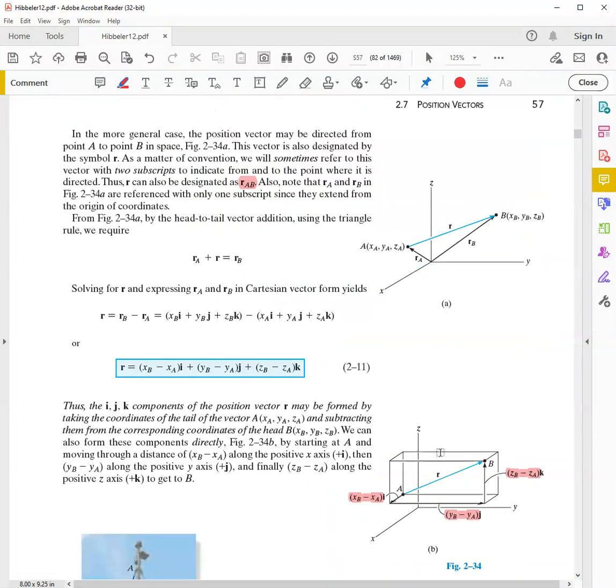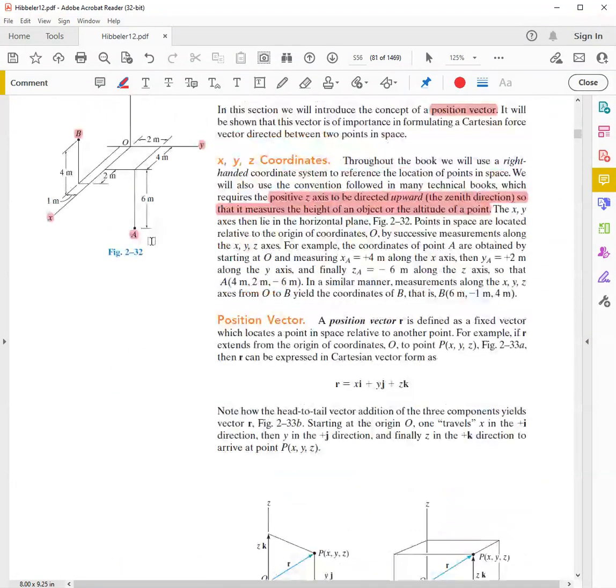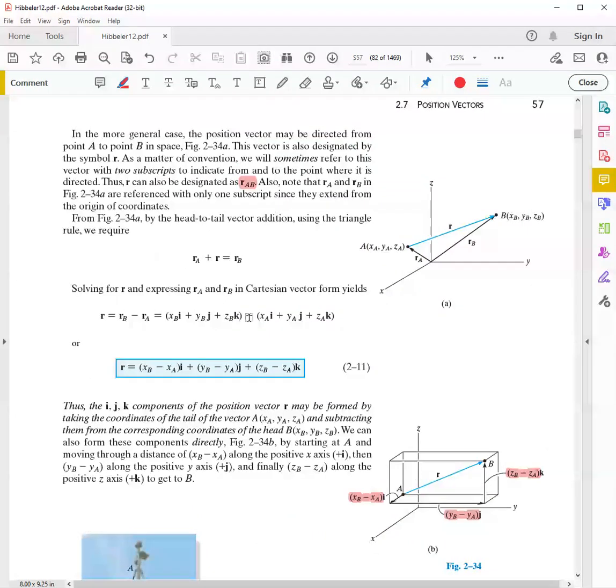We can see, however, earlier we had 2 points, so we can find a need to position 1 point, say B, with respect to A, and that will be R. That R is the position vector of B with respect to A in this case. So how do we get it? We use the triangle rule, so we can write RA plus R equals RB.